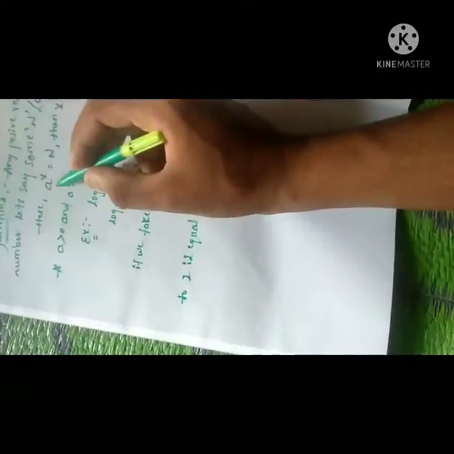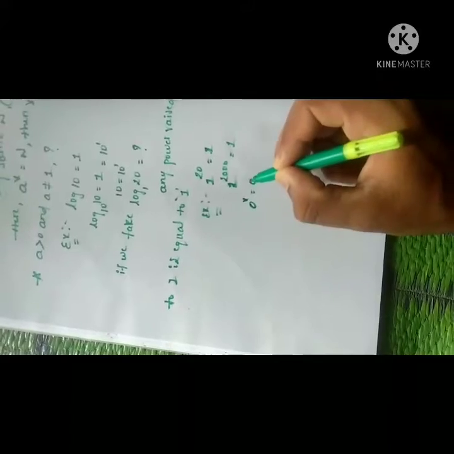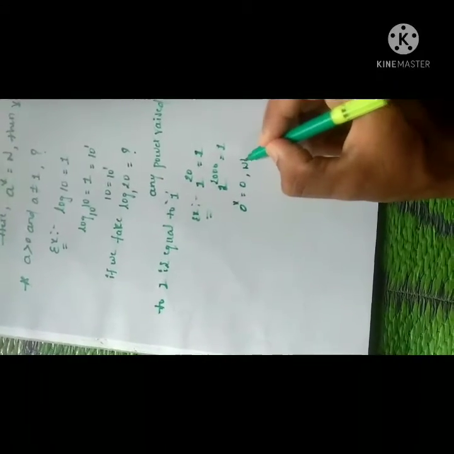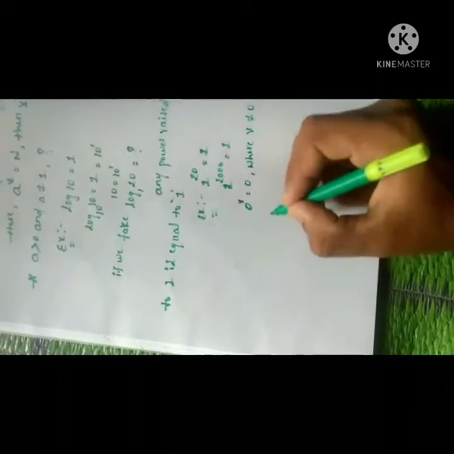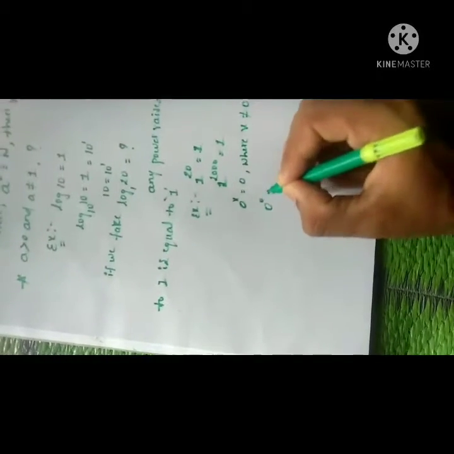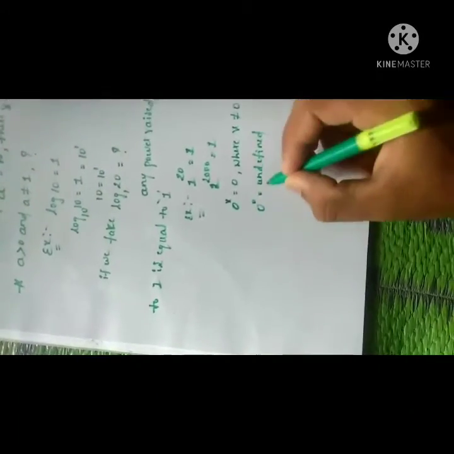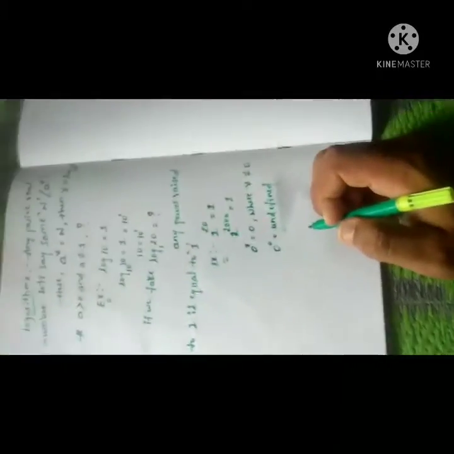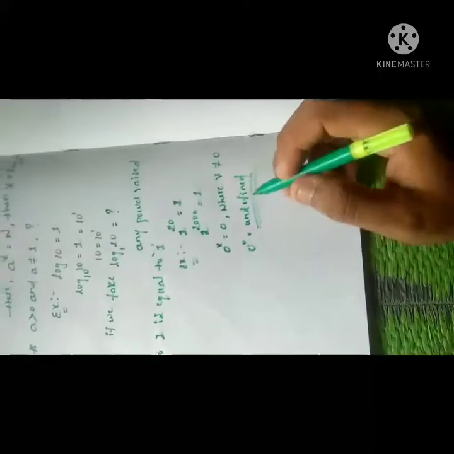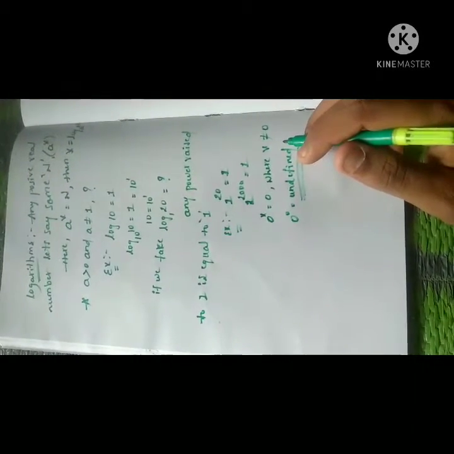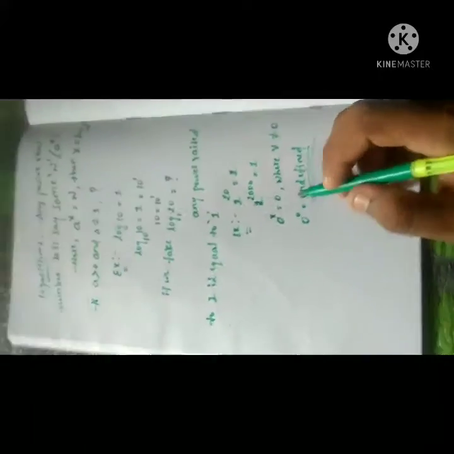If a equals 0, then we know that 0 power x equals 0, where x should not be equal to 0. If we take 0 power 0, then it is undefined. I think you people understood it very well. Now it is the basics of logarithms, and it must be like that. So 0 power 0 is undefined.